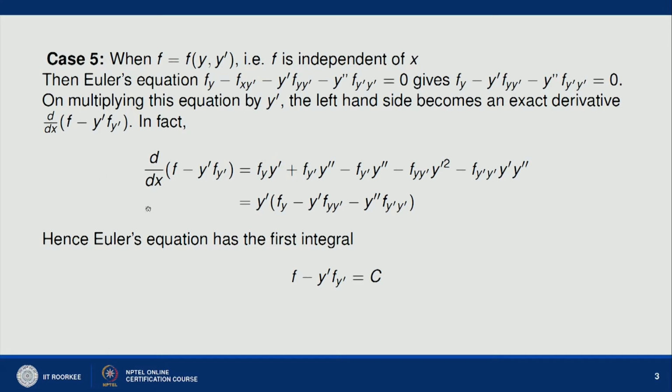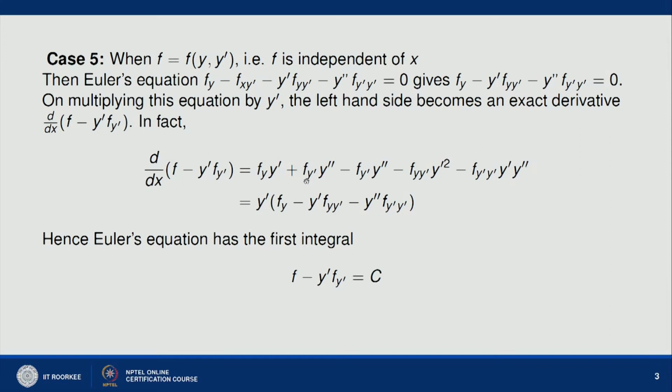Here we can check that if we expand d by dx of f minus y dash f y dash, then since f is a function of y and y dash only, the derivative of f with respect to x will be f of y y dash plus f of y dash y double dash. So that is the total derivative of f with respect to x, minus now we are finding the d by dx of y dash f of y dash. Now f of y dash, and we are taking the derivative of y dash with respect to x, so it comes out to be y double dash f y dash minus f y dash and y double dash.